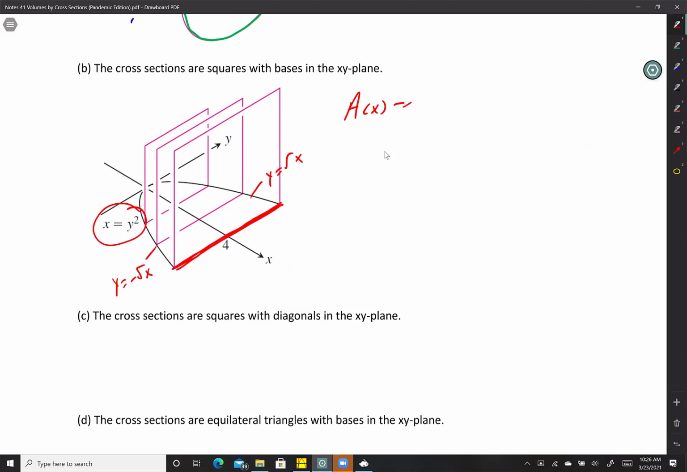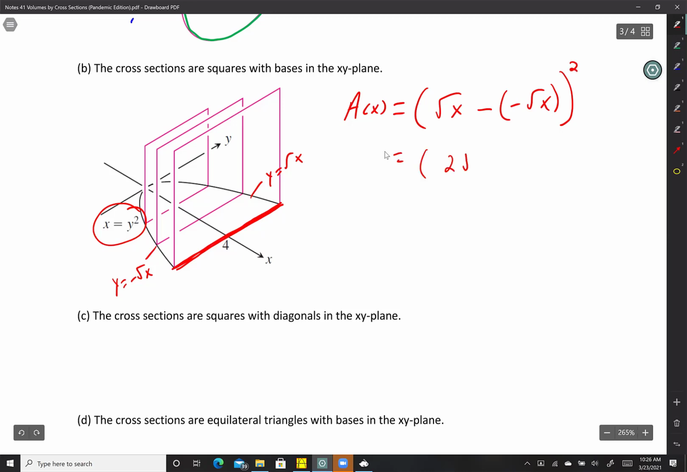Either you recognize I want a whole length, and this is a square, right? So how do I get the area of a square? Side squared, correct? So upper minus lower, I can say parenthesis, square root of x minus a negative square root of x, close, and then put a square on it. So you get 2 square root of x squared. So finally you get 4x. That's one way to do it.